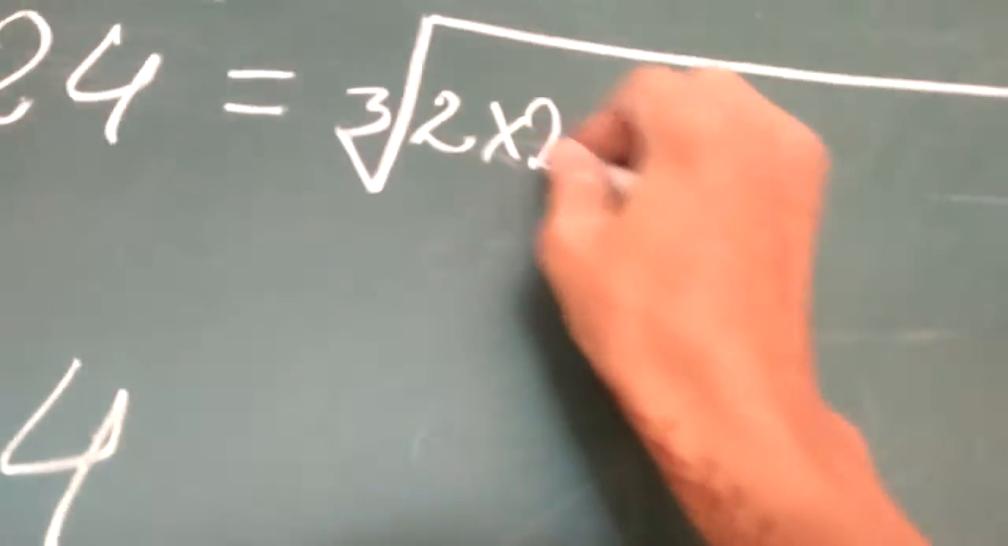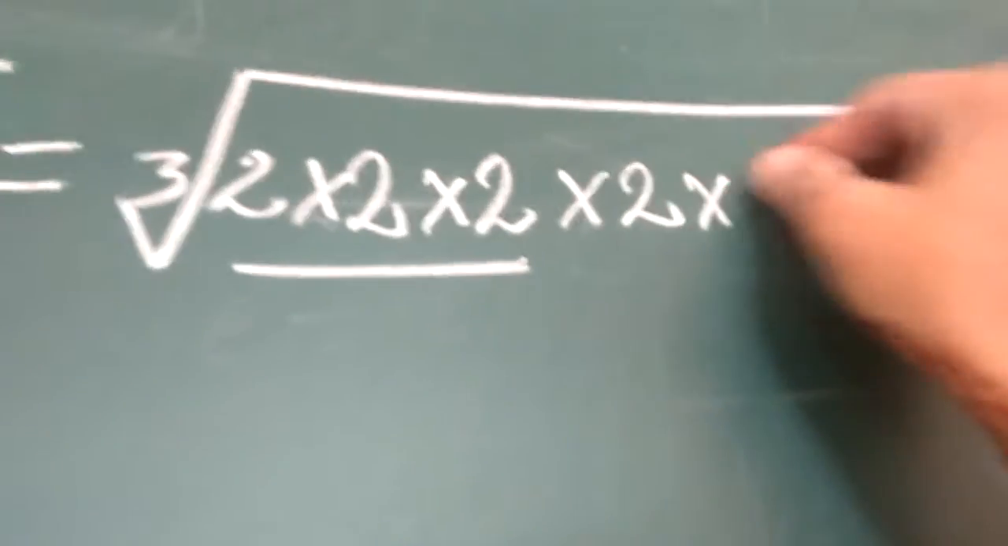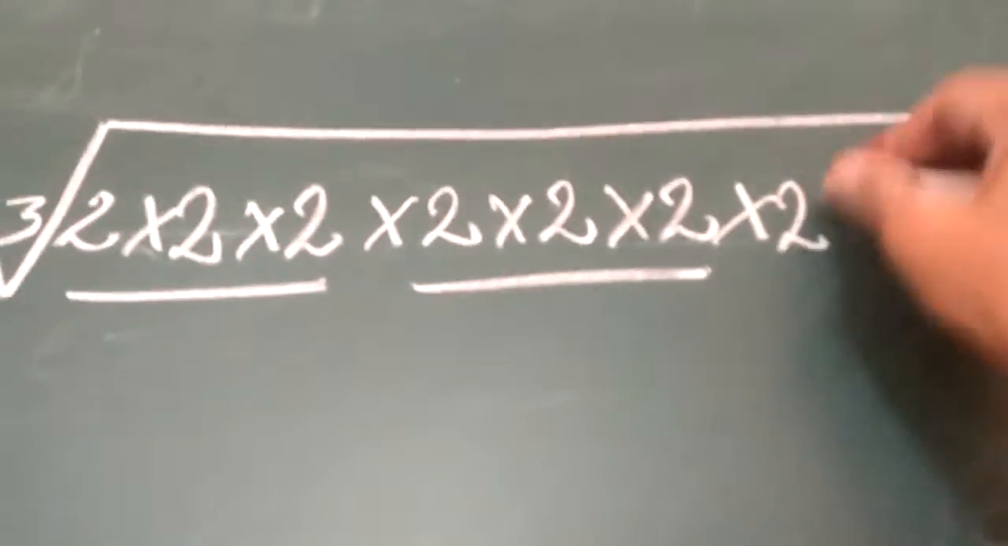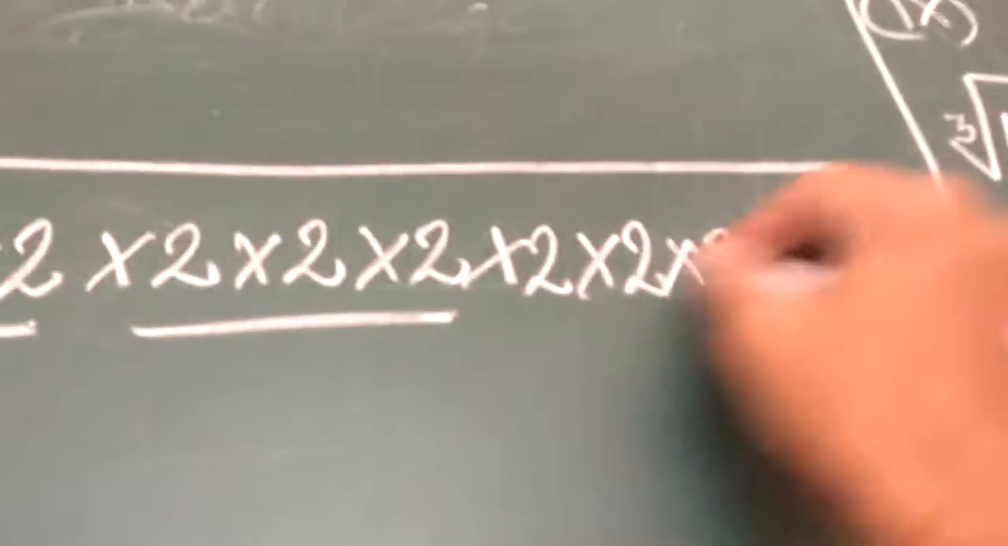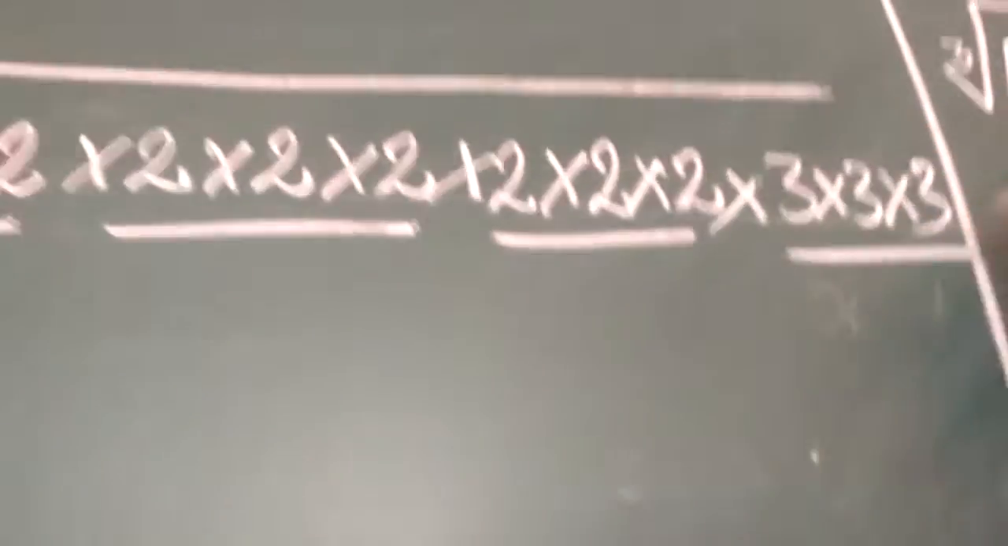So 2 multiplied by 2 multiplied by 2. This is the first group. 2 multiplied by 2 multiplied by 2. This is the second group. 2 multiplied by 2 multiplied by 2. This is the third group. And one group is of 3, so 3 multiplied by 3 multiplied by 3.